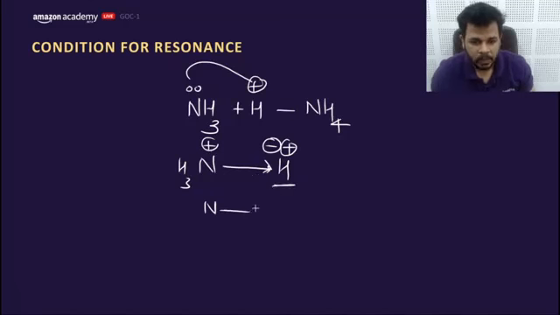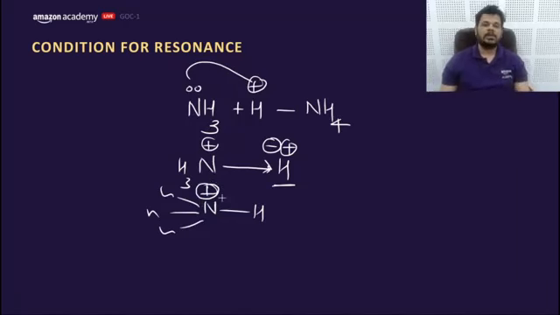So it is converted into a sigma bond and the positive charge will remain in the nitrogen. This shows that a coordinate bond is formed between nitrogen and H, and nitrogen was the donor atom. That's why the positive charge remains here.